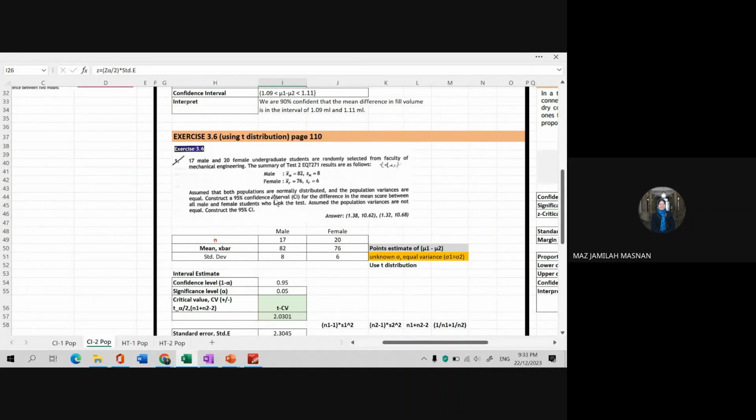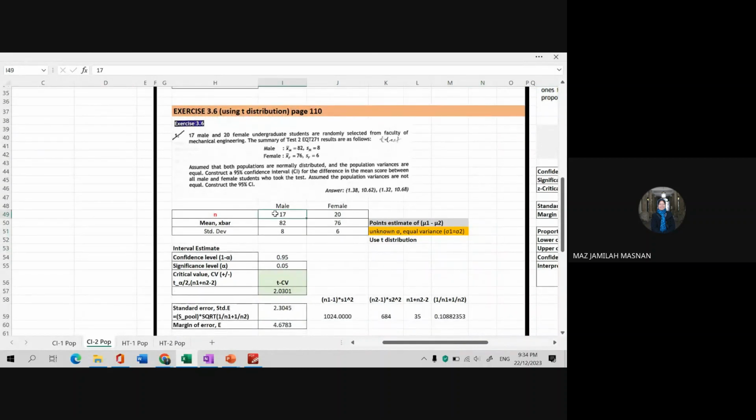Assume that both populations are normally distributed, which means that you are using the parametric method, and the population variances are equal. This is the first condition, which means that you are assuming that sigma 1 and sigma 2 are equal. Construct a 95% confidence interval for the difference in the mean score between all male and female students who took the test. And then assume the population variances are not equal, construct 95%. So you have two questions here. Let us address them one by one.